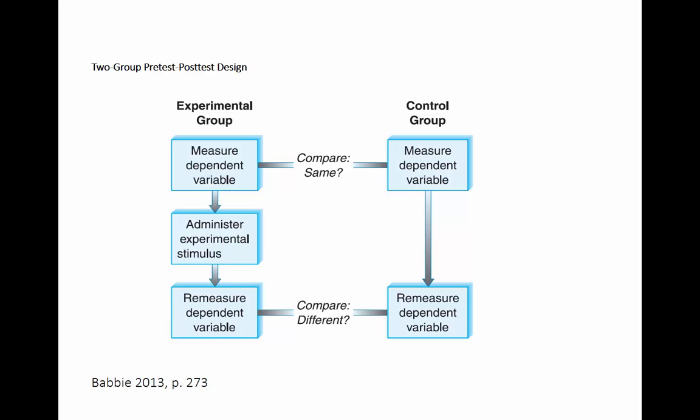I set it up in a slightly different way. I have in one column the experimental group or the treatment group, and in the other one the control group. I compare them on whatever I'm interested in, the dependent variable, say how fit individuals are. Then to the experimental group, I administer a stimulus or a treatment. Then I remeasure the same dependent variable for both groups. And then I can compare the differences in the differences. So that's much more powerful.